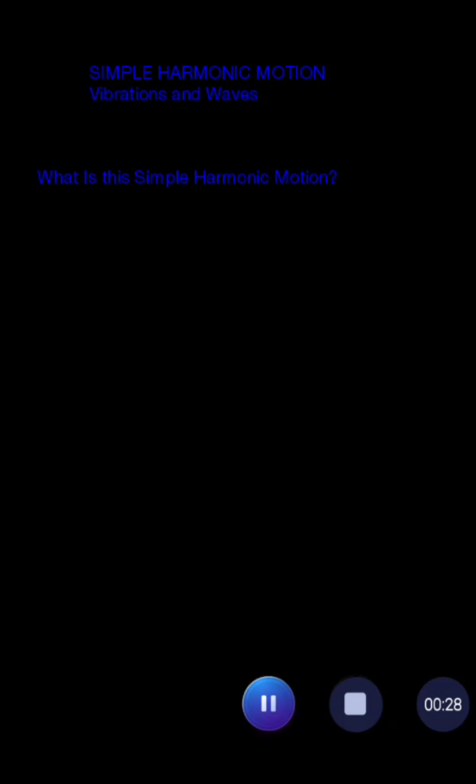Simple harmonic motion. So what is this simple harmonic motion? Simple harmonic motion is just a type of oscillatory motion in which a body moves back and forth about a fixed position. That position we call the equilibrium position or equilibrium point. So when you're talking about simple harmonic motion, this is a type of motion where an object, if it goes, it has to come back.